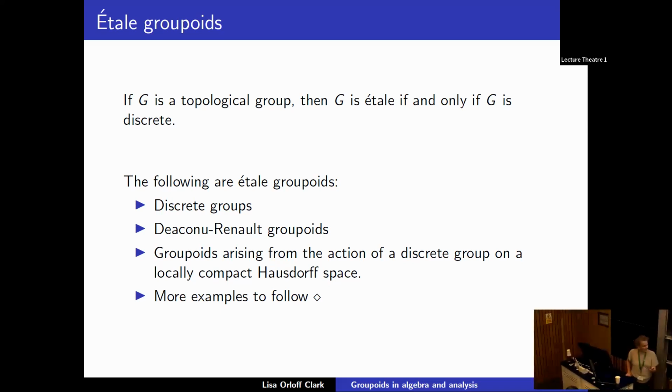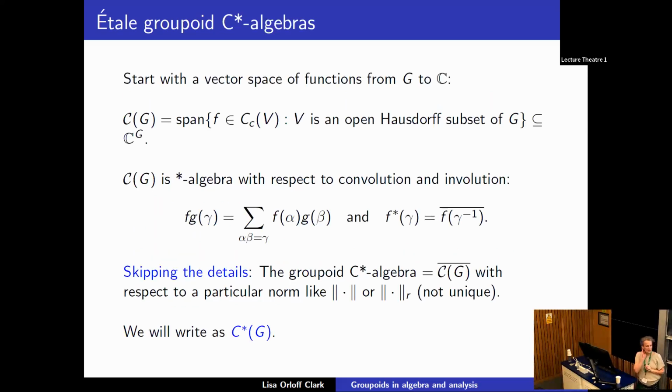And I'll give you some more examples in a minute, with that little diamond symbol to flag that they're more examples. All right, so groupoid C-star algebras. Maybe I haven't provided enough details because I'm doing the non-Hausdorff setting, but I just don't think it matters that much what the precise details are, just to get the flavor.